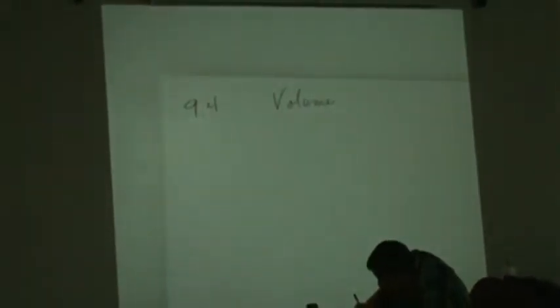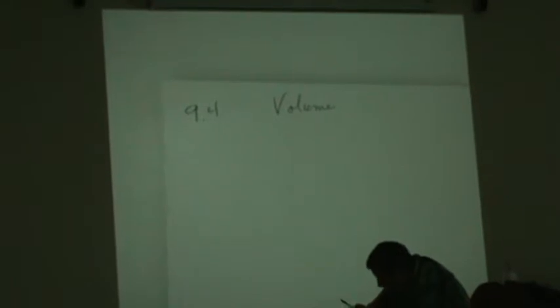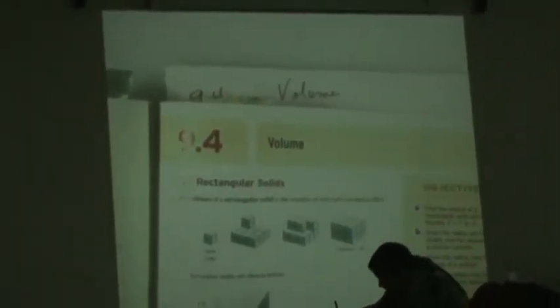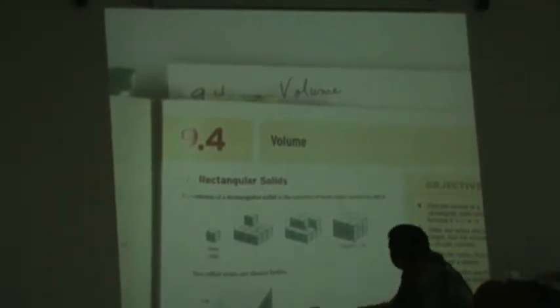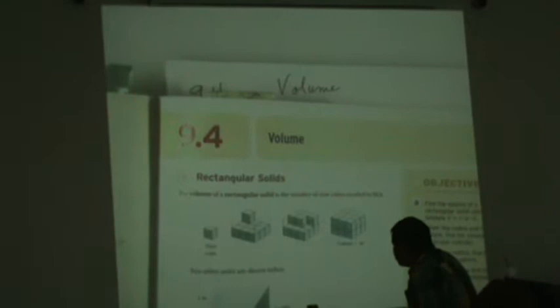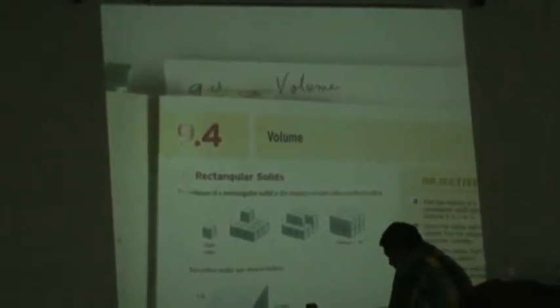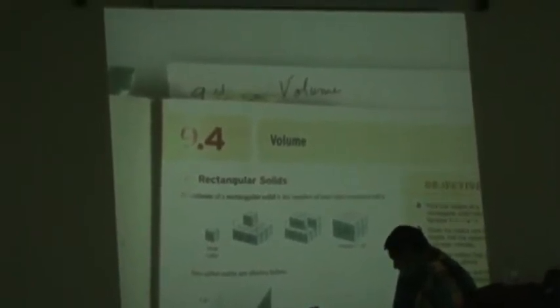Okay, 9.4 is volume. That is telling you how many cubic things you can fit. Like if you have a box like this, how many cubes are stacked there? That's what volume is. How much something holds inside it. Like how many cubic feet of water, cubic inches of water, or whatever. Okay? That's what volume is.